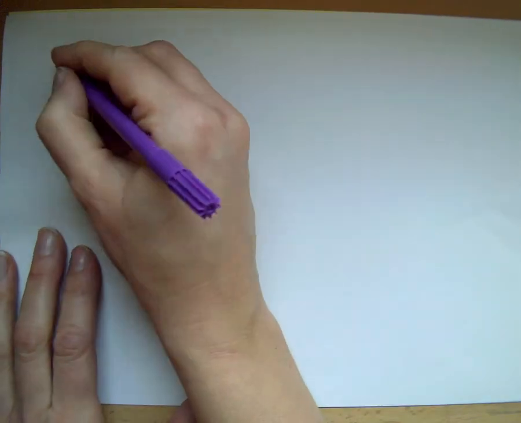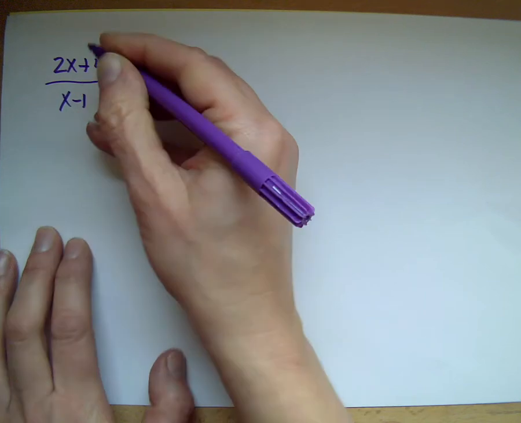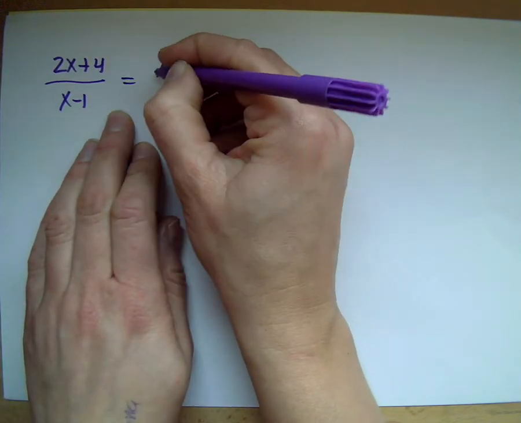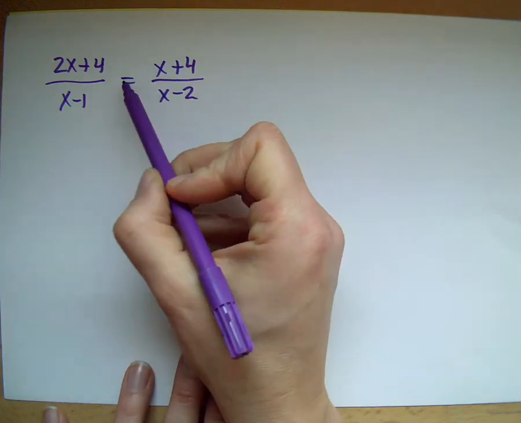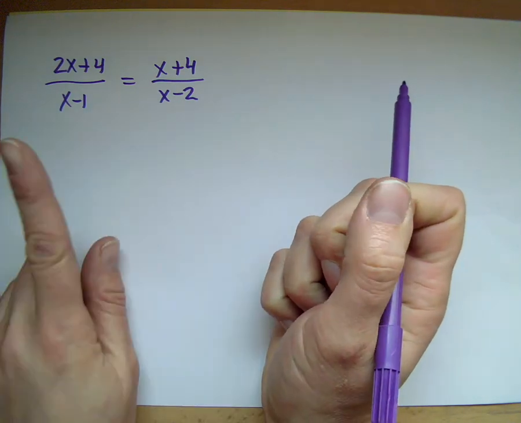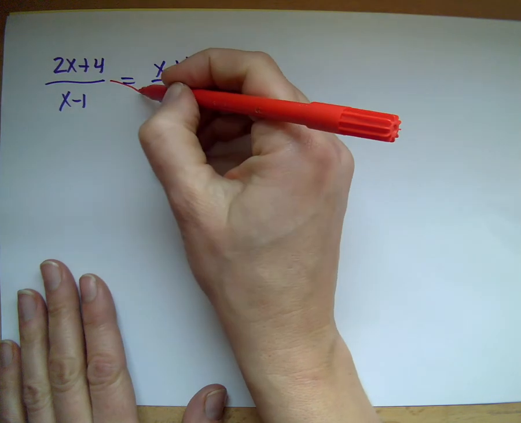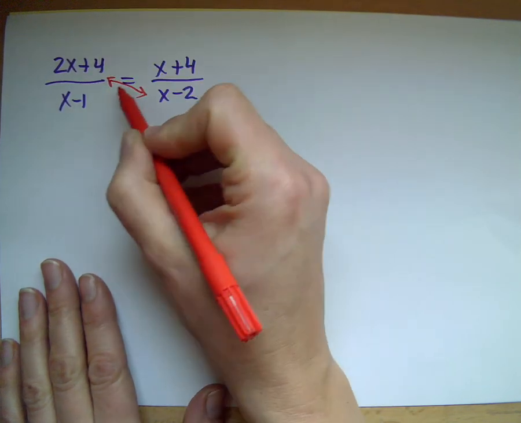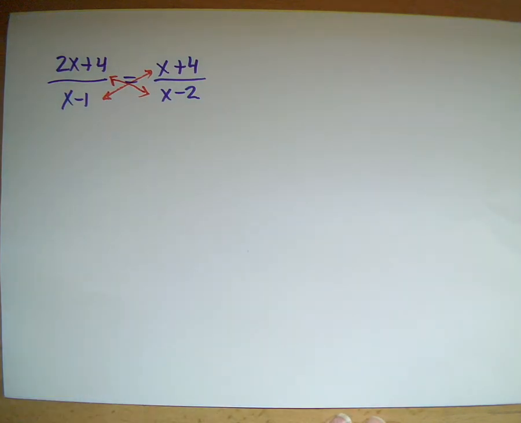Now, how about an equation involving algebraic fractions? 2x plus 4 divided by x minus 1 equals x plus 4 divided by x minus 2. There's an equal sign, and on each side of the equal sign there's one fraction. That is the situation where you are allowed to cross multiply. You can't do it just whenever you feel like it or don't know what else to do. This is the only time that you can do a cross multiplication.